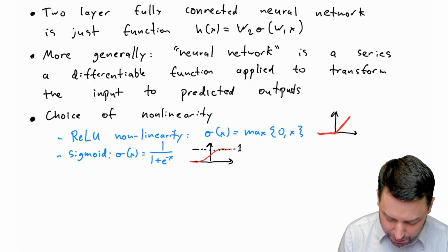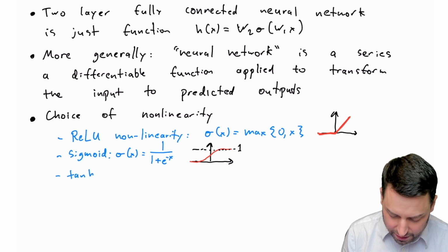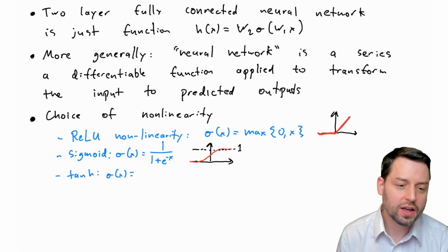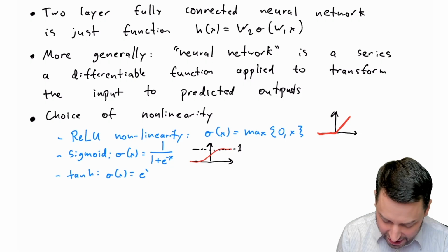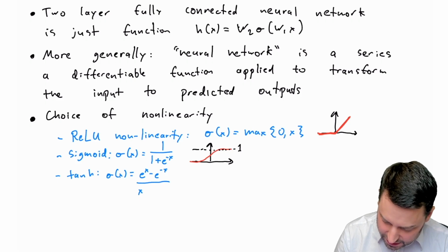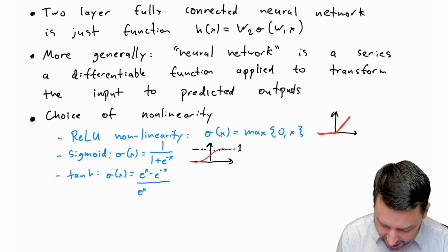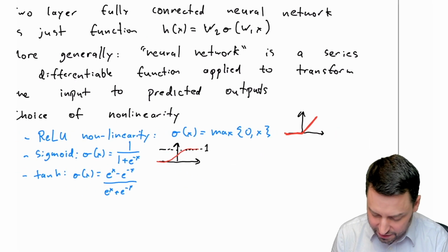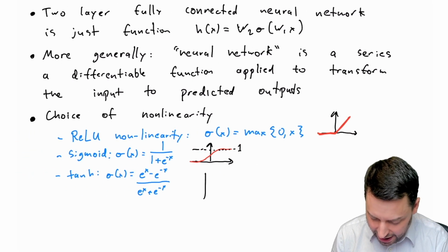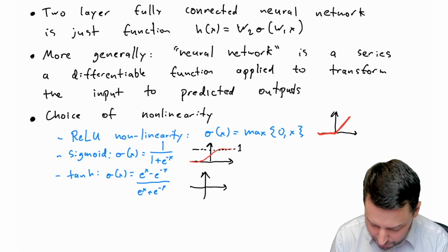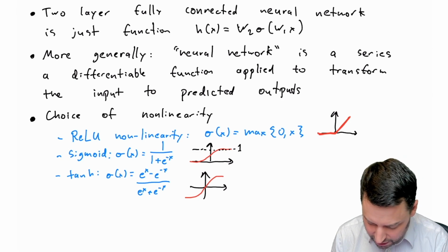For example, there's the tanh nonlinearity, which is just sigma of x equals the tanh function, which happens to be equal to e to the x minus e to the negative x, over e to the x plus e to the negative x. That looks a lot like a sigmoid, except that its asymptote is not at 0 and 1. Its asymptote is at -1 and 1. So it looks more like this function here.